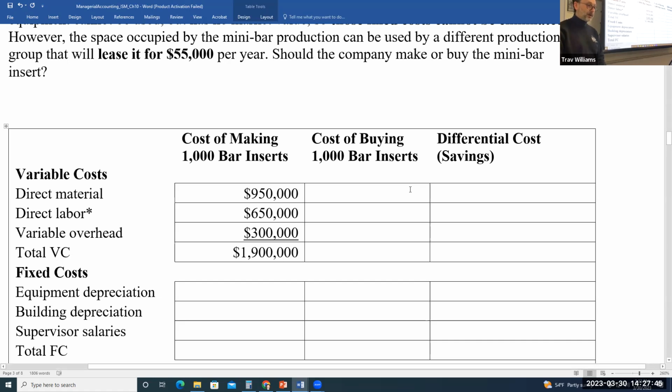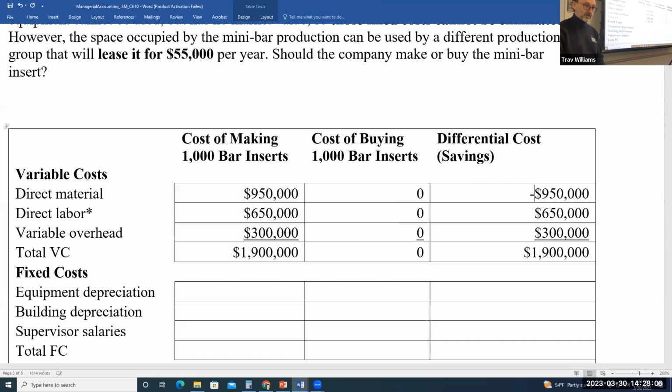Now, if we buy the units, then we don't have to make them ourselves, right? So our variable costs will be 0 for production, which means we're going to save all of these costs. That covers the variable cost section.